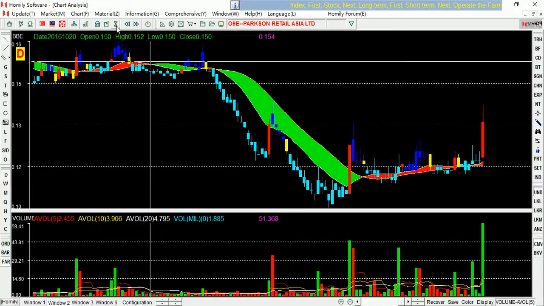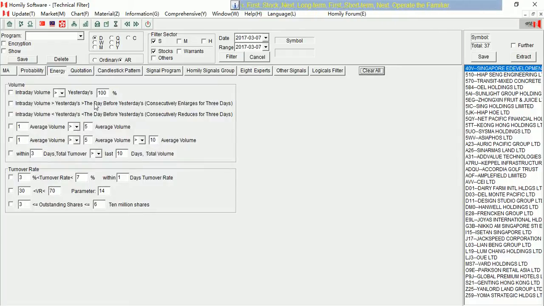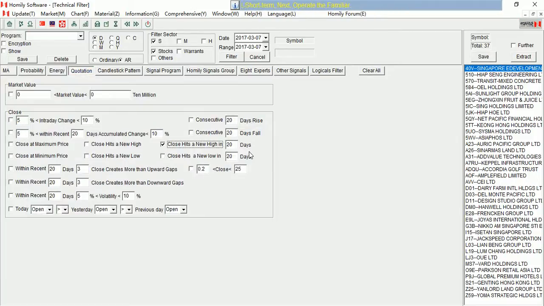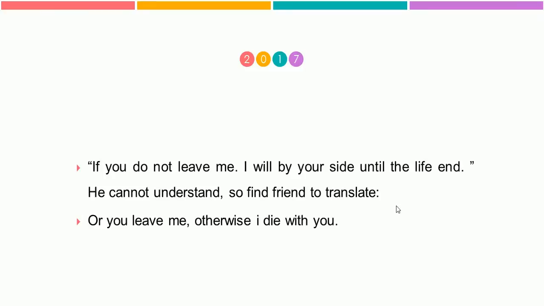This one, you just click filter. Okay, then click energy. Intraday volume more than yesterday, 100. Then the next one, quotation: close hits a new high in 20 days. But this one is only for short term, okay? So you can use this method to filter some stocks. Then you can check whether you can buy or not according to this function. So let's see some.